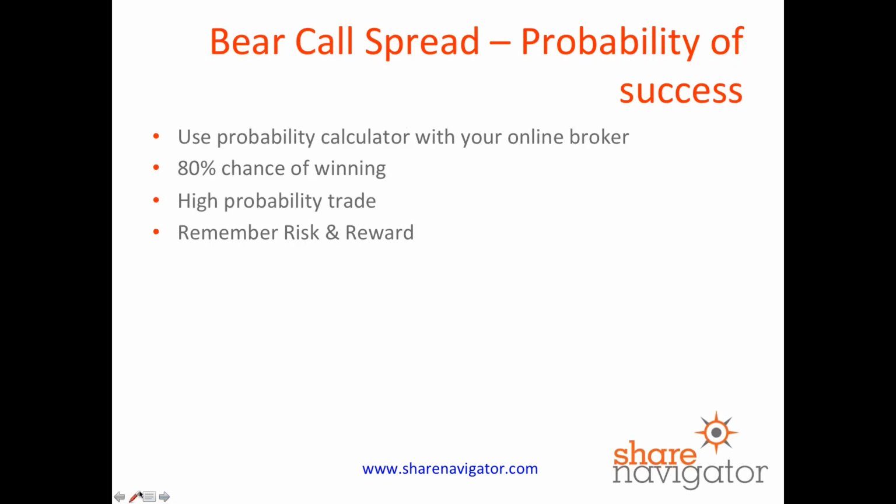What is the probability of success? Well, most good options trading platforms have probability calculators for your option trades. And that takes all the calculation out of it for you. But in this particular trade, we have an 80% chance of winning. So it's a high probability trade. But please remember risk and reward. Even though we have an 80% chance of winning, that means we have a 20% chance of losing. So while our probabilities are very high, the trade can still go against us. So remember to trade small and trade often. That's the key to success in option trading.